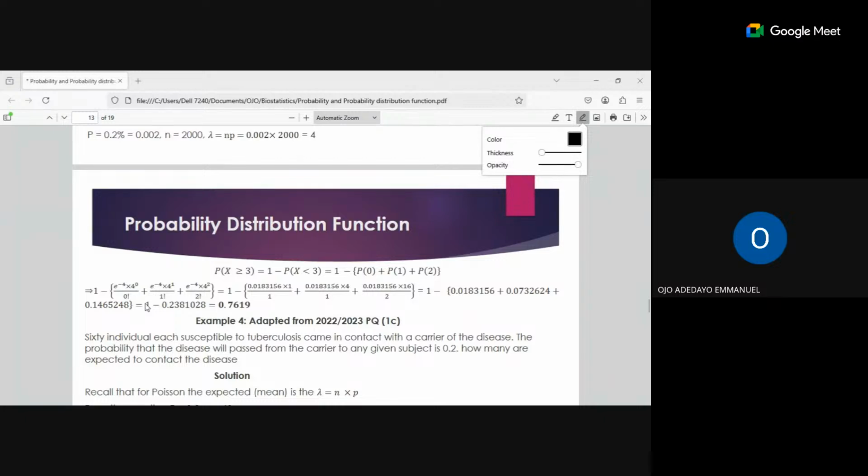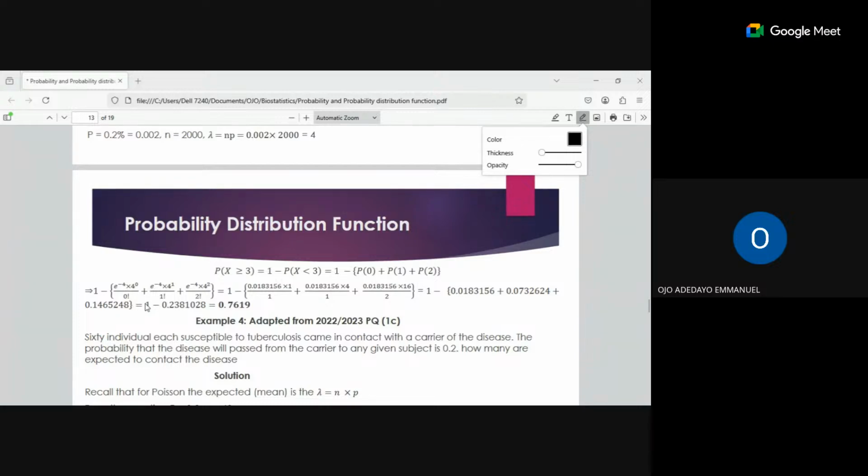Can you calculate to infinity? No. But you have the power to calculate from 0: when x is equal to 0, when x is equal to 1, when x is equal to 2. By the time you calculate that, you add them together. Remember that the probability of at least plus the probability of at most is equal to 1. Note this. So when you add the probability of 0 plus the probability of 1 plus the probability of 2 together and subtract it from 1, it gives you the probability of at least 3.